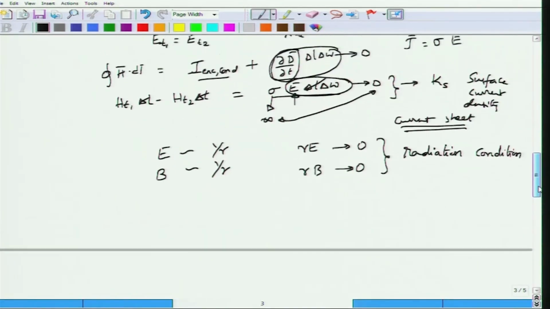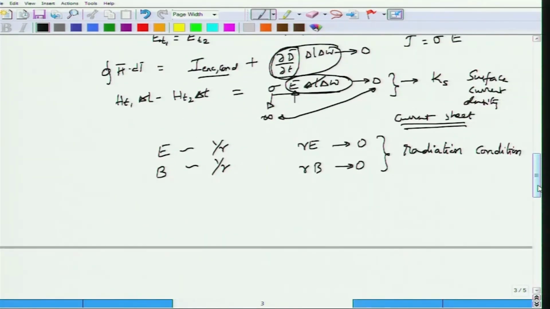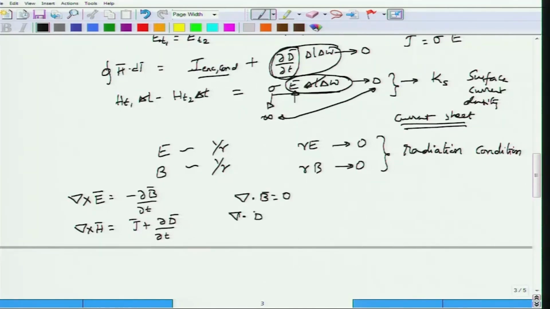Before leaving the subject of Maxwell's equations, I would like to point out one commonly asked kind of question. Let me just write down Maxwell's equations for you again. Curl of electric field is minus del B by del t, right? Curl of H is equal to J plus del D by del t, del dot B is equal to 0 and del dot D is equal to 0. A frequently asked question is: are these equations completely independent of each other, or can one of them be derived from the others, right?